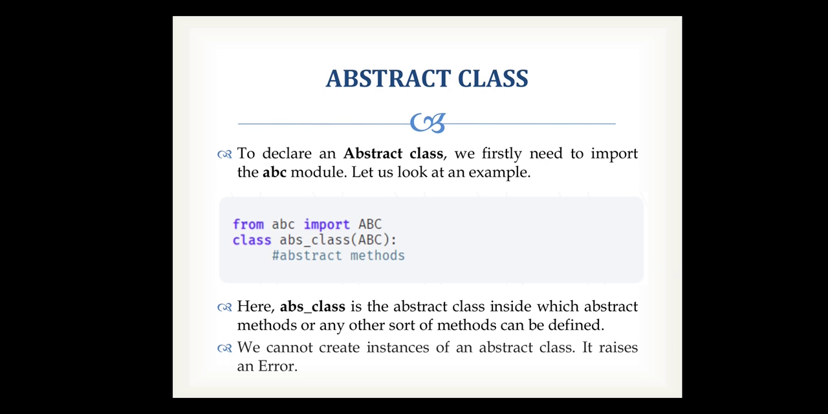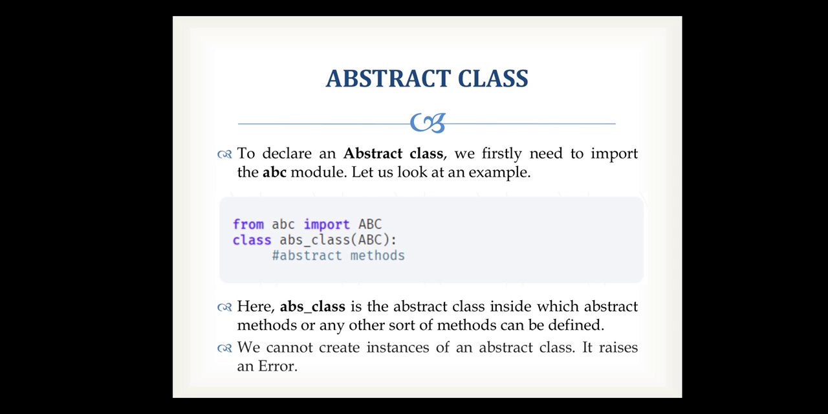Okay, so how do we achieve abstraction in Python? To declare an abstract class, we first need to import the ABC module. Let us look at an example. Okay, so import the ABC module, and create a class.